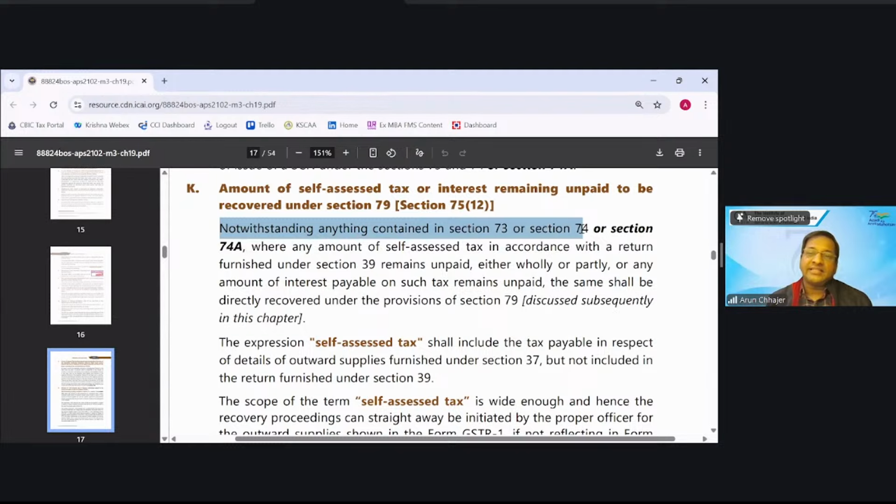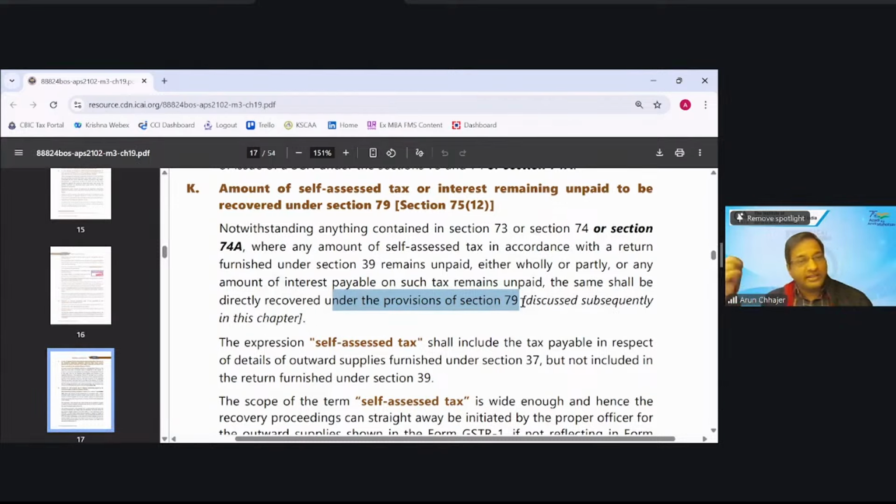Notwithstanding anything contained in 73, 74, or 74A, where any amount of the self-assessed tax in accordance with the return furnished under section 39 remains unpaid, either wholly or partially, or any amount of the interest payable on such tax has been unpaid, the same shall be directly recovered under the provision of section 79. Directly, it means there is no requirement to issue the notice, there is no requirement to issue the order, and it can be directly recovered.